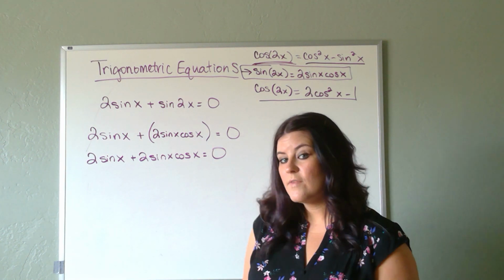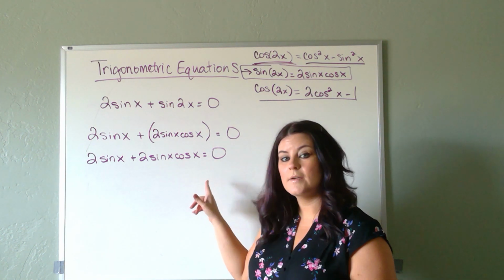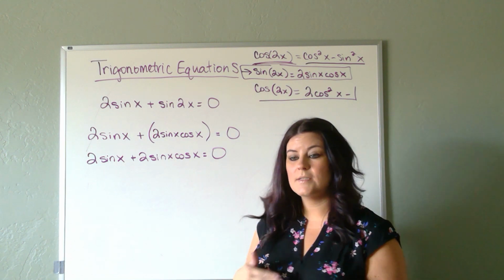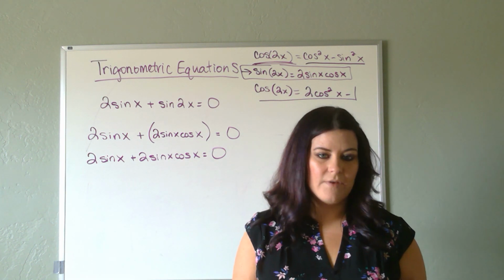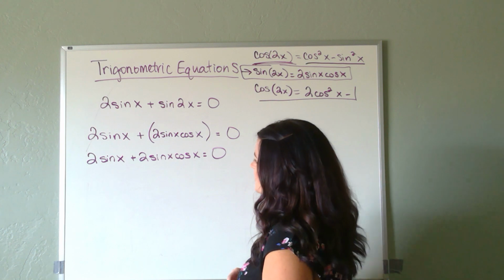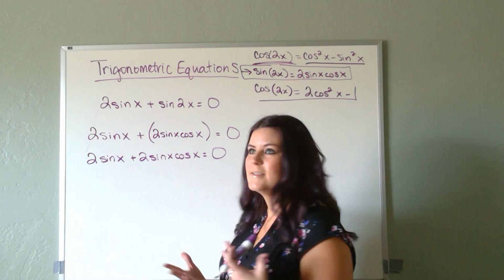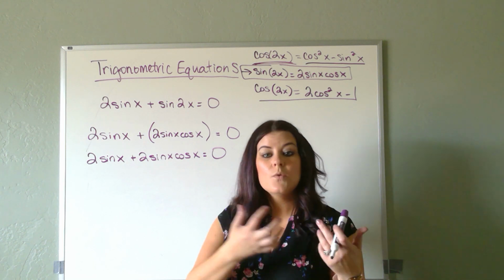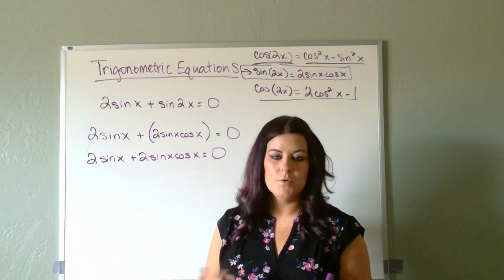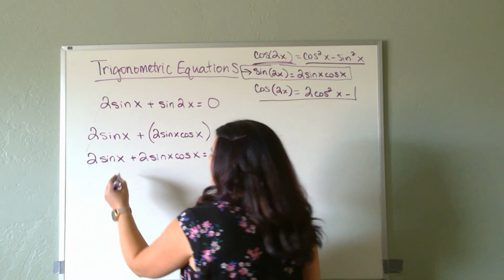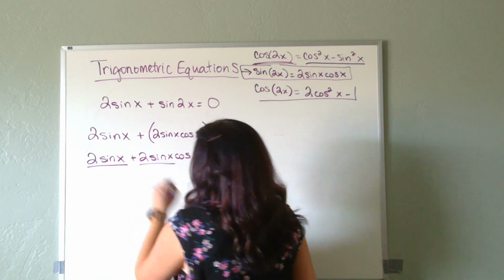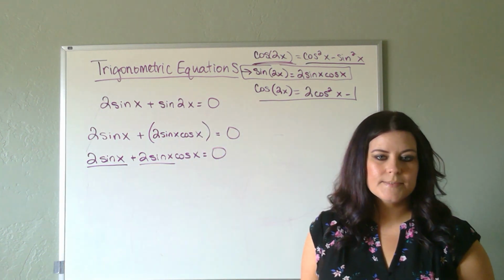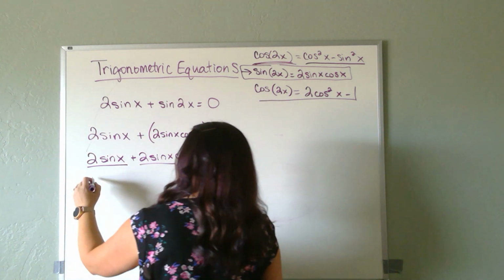But I am going to try to factor because I have an equals 0. And if you have an equals 0 on one side, it's a good hint that you might want to factor. If I don't have another idea on how to factor, what I do is greatest common factor. What is something I can take out of both terms? Well, they both have a 2 sine x. Why don't I take that out?